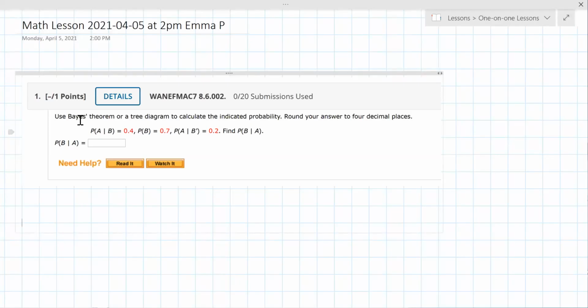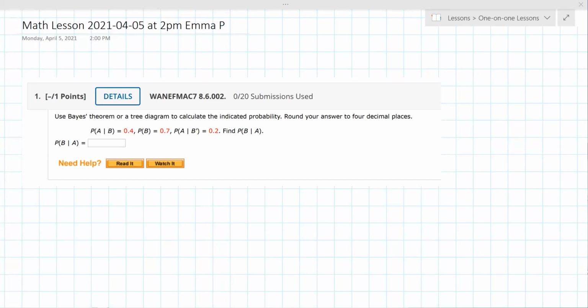All right. Probability of A given B is 0.4. Probability of B is 0.7. Probability of A given not B is 0.2. Okay. Boy, this one, it's weird how they give this to you.